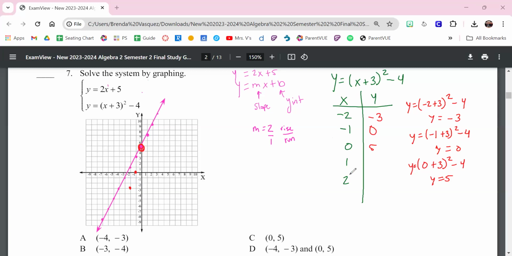And let's go one more. Let's try 1. Y equals 1 plus 3 squared minus 4. This is 4. Squared, 16 minus 4, 12. So this one's going to be outside of the graph. Let's say 11 and 12. It's going to be somewhere out here. If I continue to go on and on, I'm going to continue to have higher numbers. This is +12.